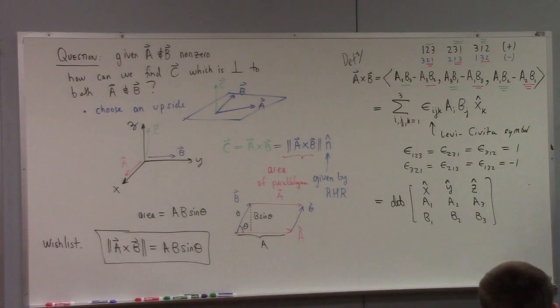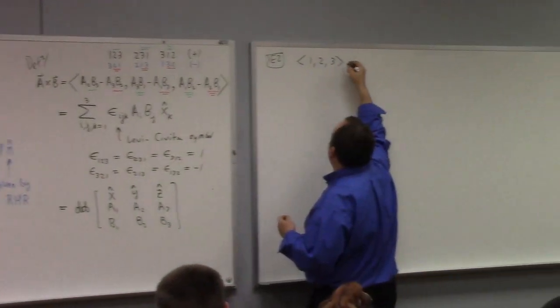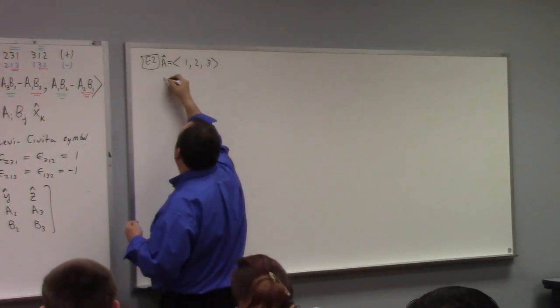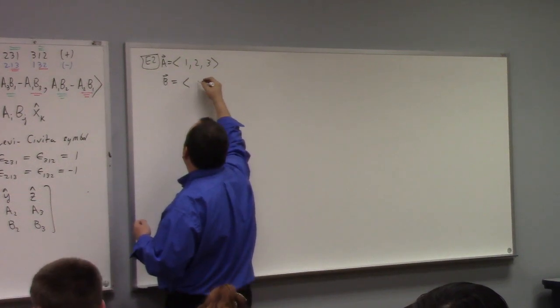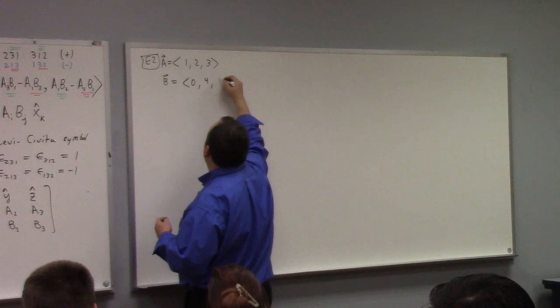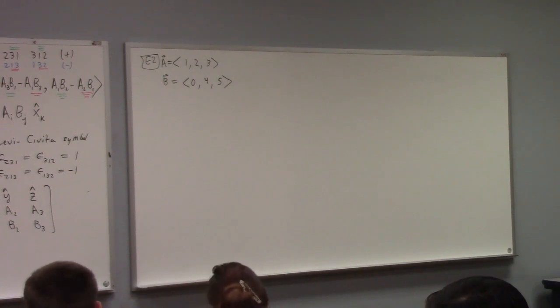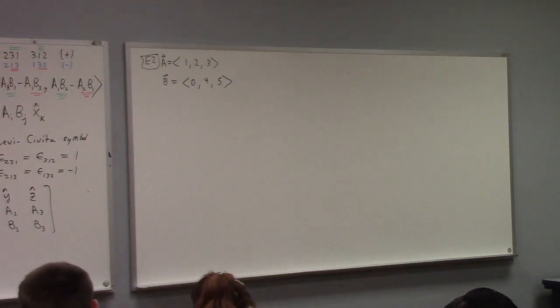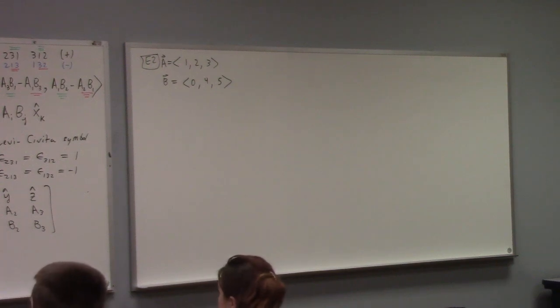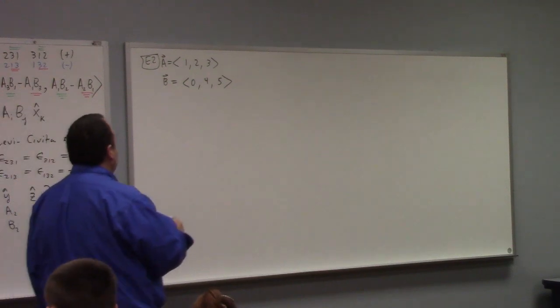Let's do some. So example 2. Suppose I have 1, 2, 3, and that's my A, and I have B equal to, let's do 0, 4, 5, all right? Let's calculate A cross B. By the way, as I'm doing this, a question to think about. Is it at all obvious that this definition I wrote down satisfies these criteria? It is not obvious, but it's true. I will show you the proof in time, but let's calculate some first.